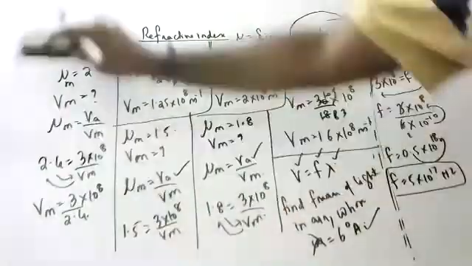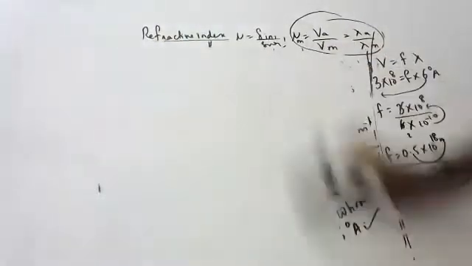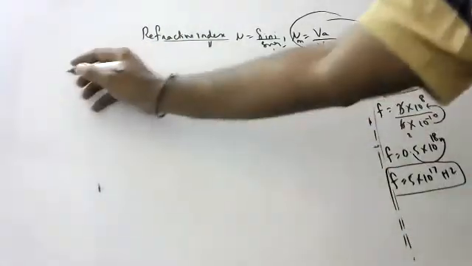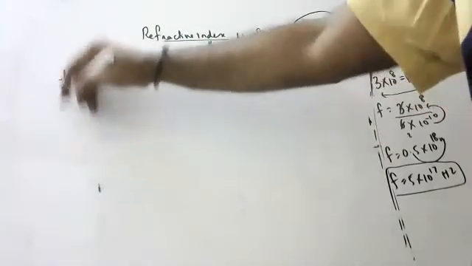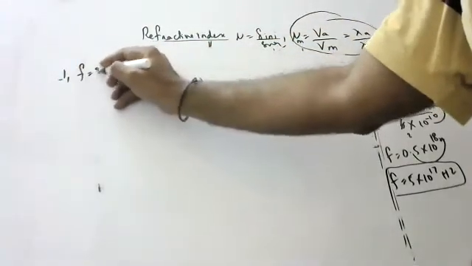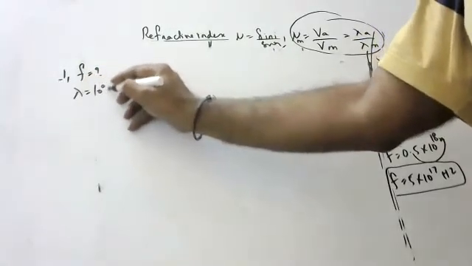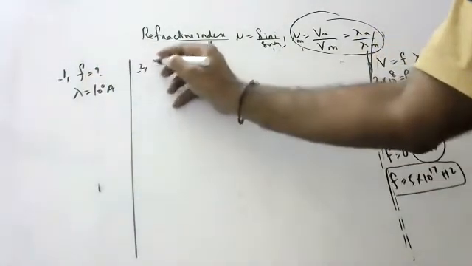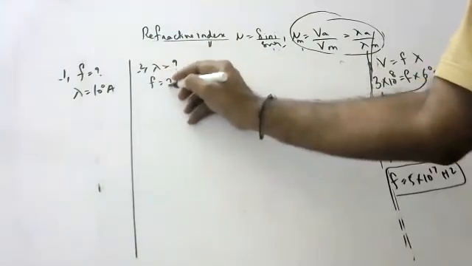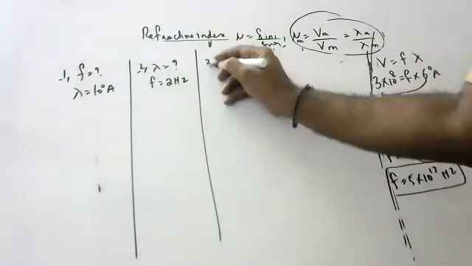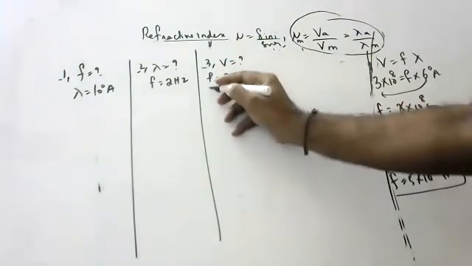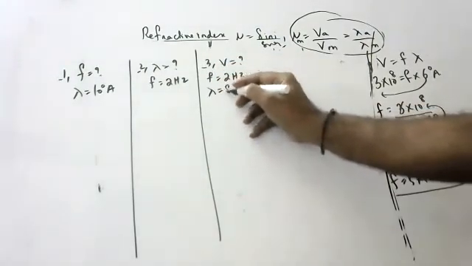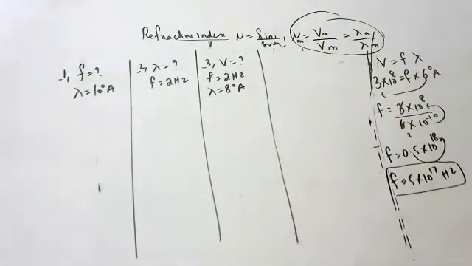Okay, next. One more question, same as this one. Find the frequency of light whose wavelength is 10 angstroms. Second question: find the wavelength whose frequency is 2 hertz. Third question: find the velocity whose frequency is 2 hertz and wavelength is 8 angstroms. Same questions, all the same questions. Only thing is I'm changing the subject of the formula.